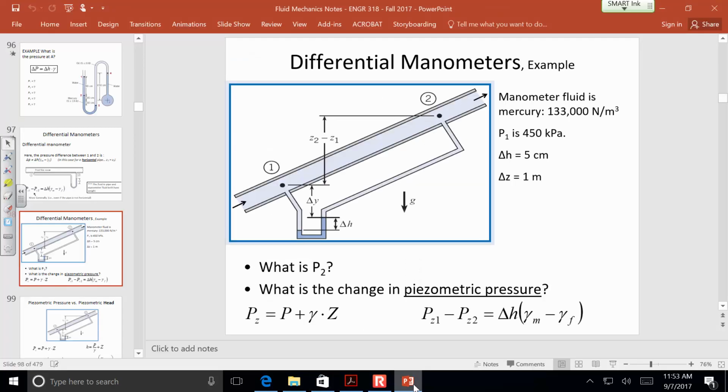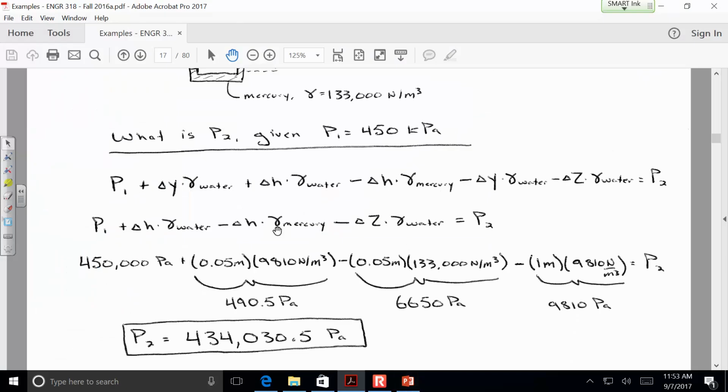If we go back to the sketch, you can see here's the down through the water and here's the up through the water. And so that's why in the equation we don't have to know delta Y, is because we went down and up through water, so it ends up canceling itself out. All right. So then the substitutions. We've got our starting point pressure, increase a little bit through the water, decrease it a lot through the mercury, and decrease a little bit more through the water, and that gets us to P2.